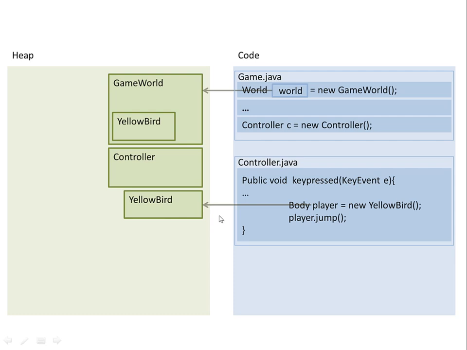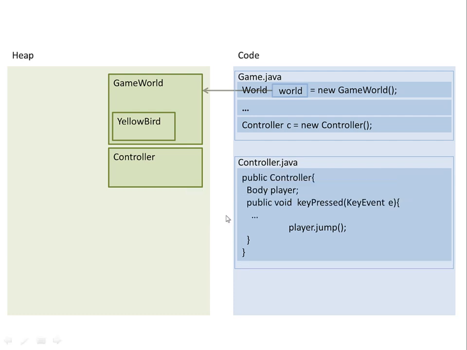That's no good. We want this initial yellow bird, not this new one. So how about instead we add a field called player in the controller class? Will this work? Well, right now no new object was created because we didn't use the new word. We just create a player field, but no object with it.